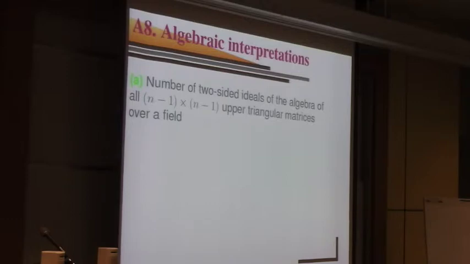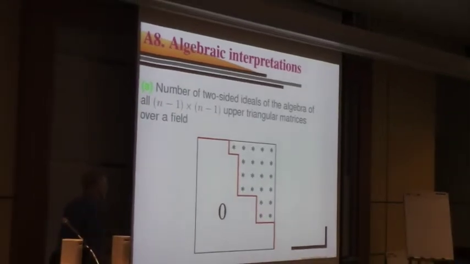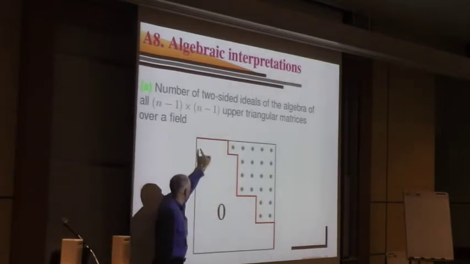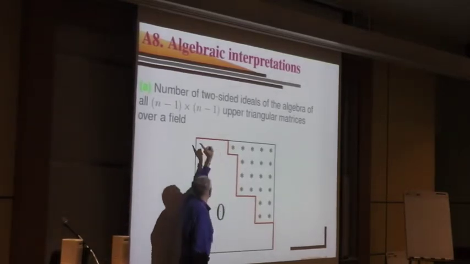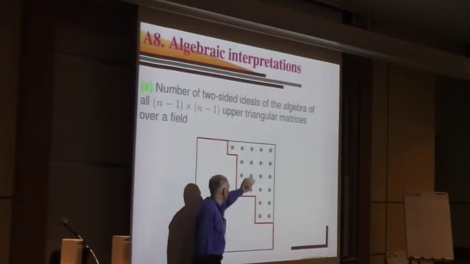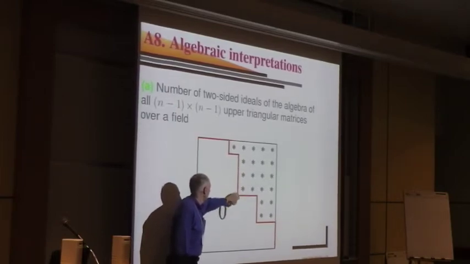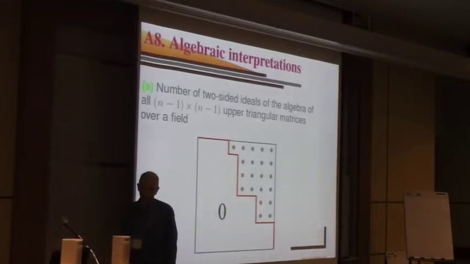Maybe the simplest algebraic interpretation of Catalan numbers is as the number of two-sided ideals of the algebra of all n minus 1 by n minus 1 upper triangular matrices over some field. Pretty easy to see. One can prove that the two-sided ideal has to look like this. We take one of these rotated Dyck paths here to here. Anything above it is any element of the field, and below it, 0. The set of all such matrices forms a two-sided ideal, and that is the bijection with the Dyck path.